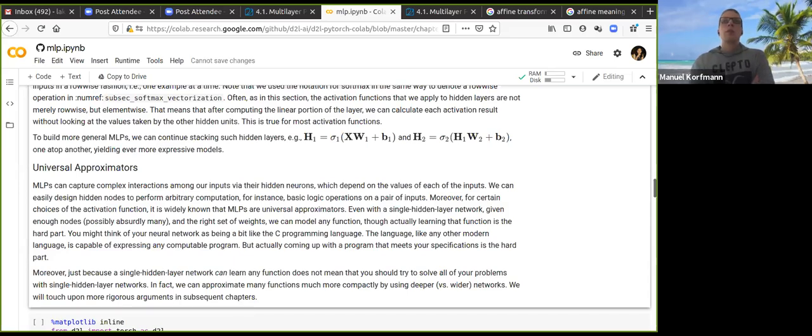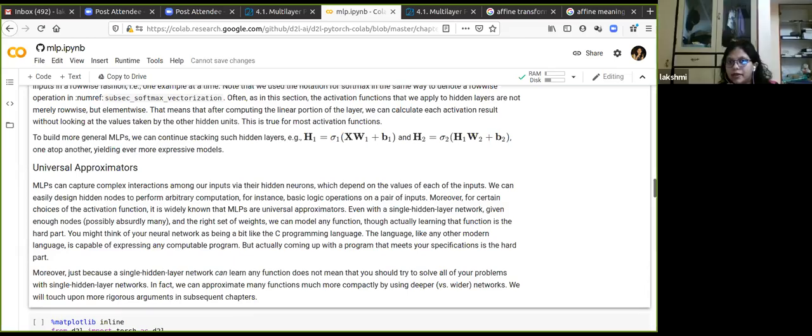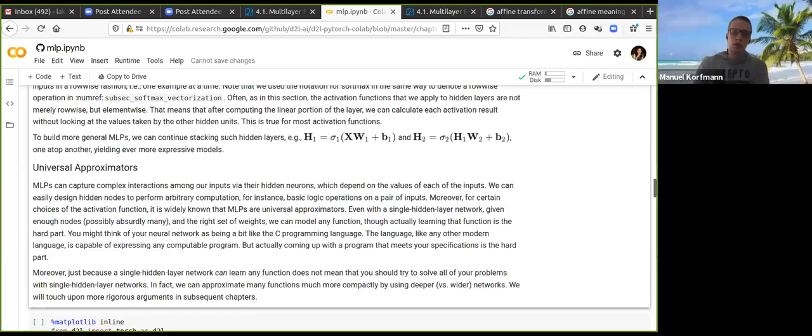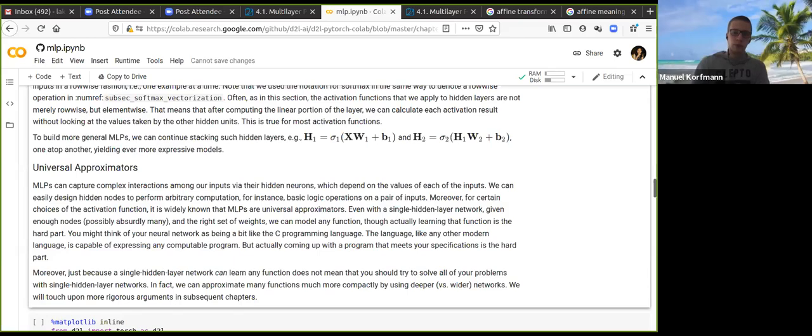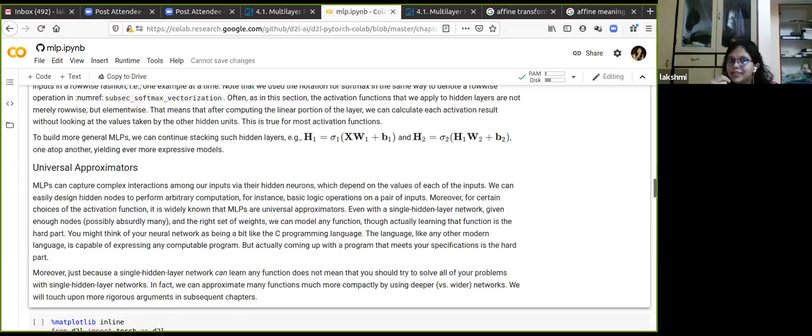But why are we using more layers than one then? Here, the learning function is the hard part. So why do we learn? We learn to provide the right set of weights. One hidden layer will work perfectly only if we have the right set of weights. So in order to find that right set of weights, we need more hidden layers.